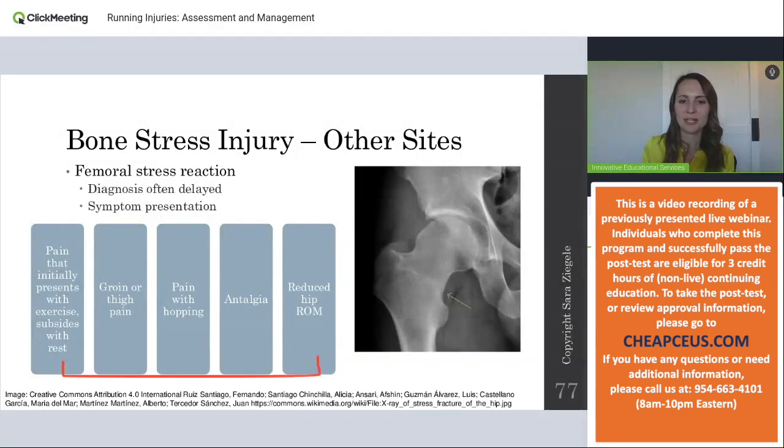I always kind of ask my patients, can we touch your pain? If I can push on your pain, if I can push on your TFL, if I can push on your glutes and I can make your hip hurt, maybe then I don't have as much need to be concerned. But if that pain is deep, we need to be considering femoral stress reaction.